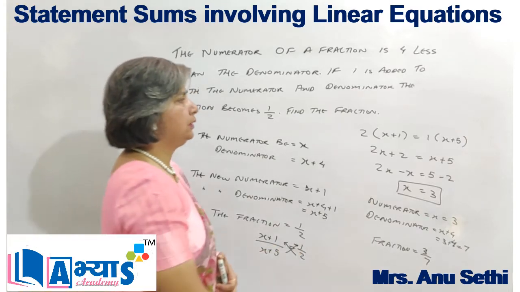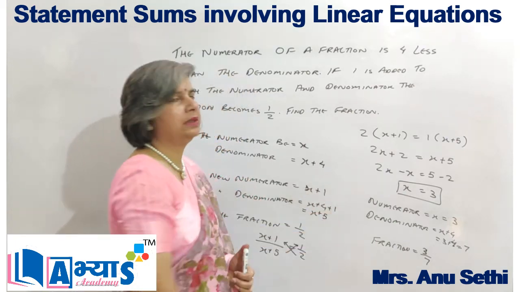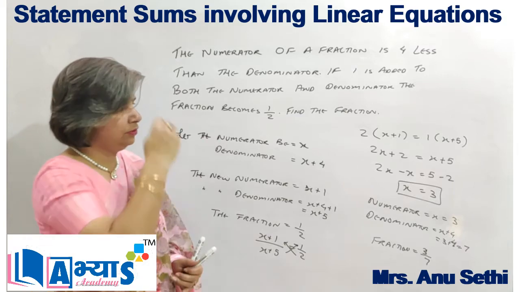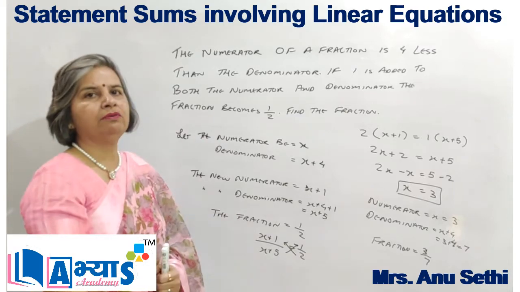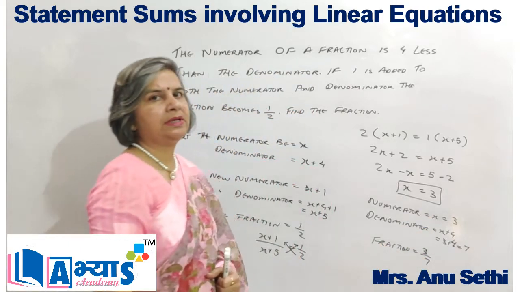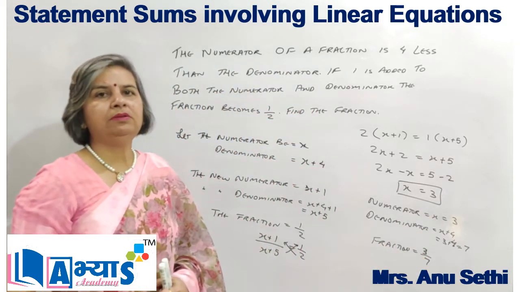Now I will solve the equation using cross multiplication, and I have found that the answer is 3. That is, the value of x is 3. Using this value, I have found the value of the numerator, that is 3, and the denominator will be 3 plus 4, that is 7, and the fraction will be 3 by 7.